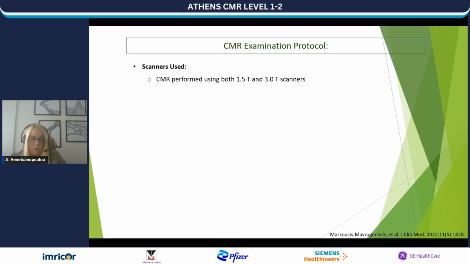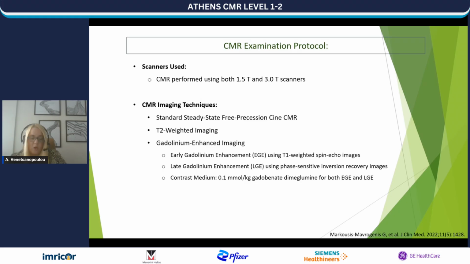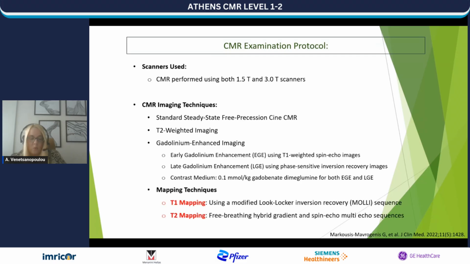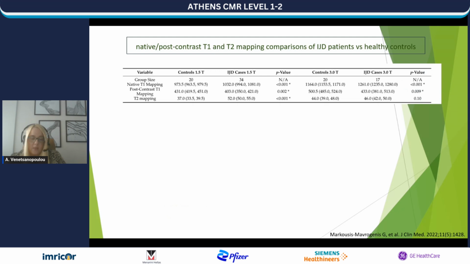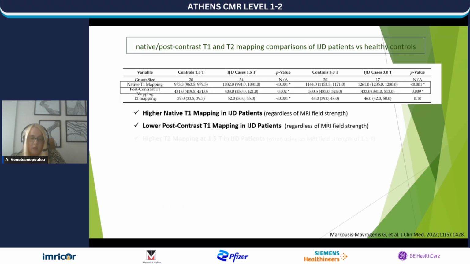And we used for all of them a comprehensive CMR imaging protocol, using both 1.5 and 3 Tesla scanners, with techniques including cine imaging, T1 mapping and T2 mapping, and gadolinium enhanced imaging. And so what we found is that compared to controls, patients with inflammatory arthritis had higher native T1 values and higher T2 mapping values consistent with myocardial inflammation and edema.